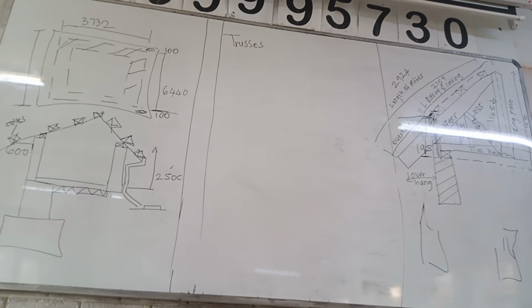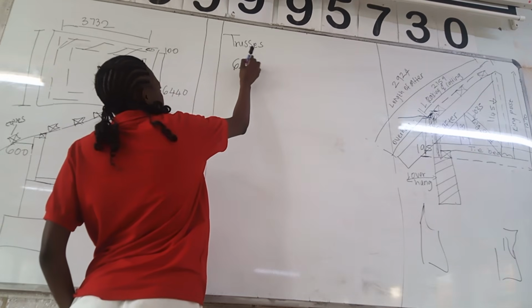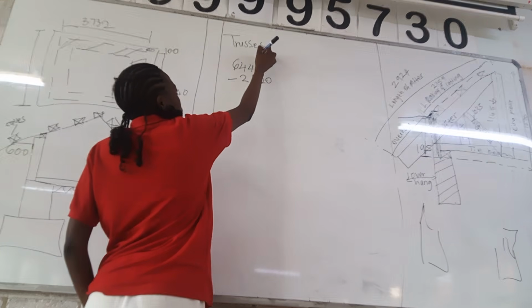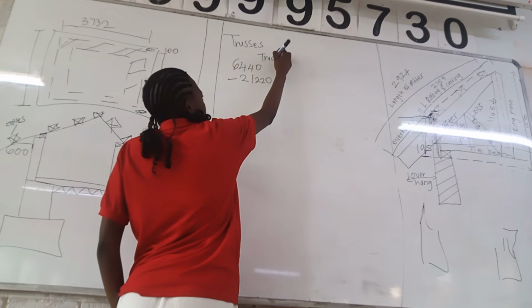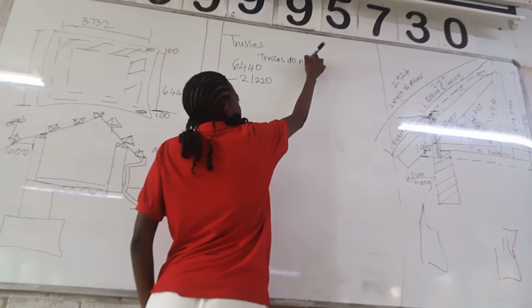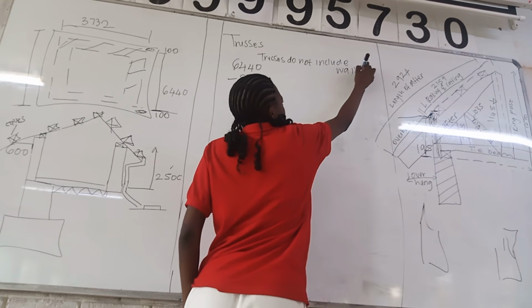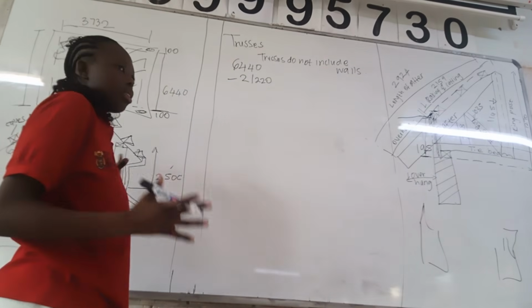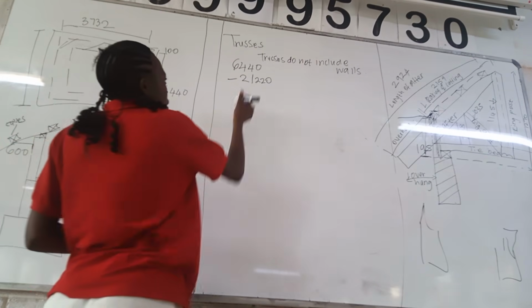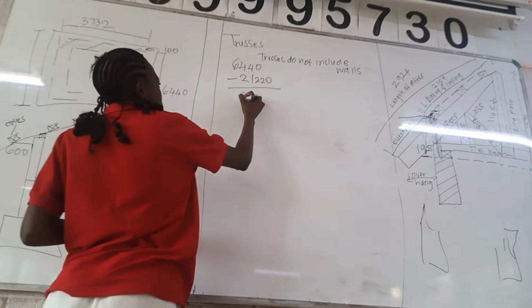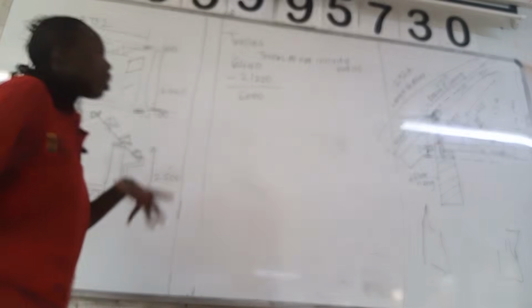Trusses are internal, not external, so they do not include the walls. We have 6440 and we need to subtract the walls. Write in your notes that trusses do not include walls, meaning if you have a line that includes the walls, you need to subtract. So 6440 minus 2 of 220, what do we get? 6,000. So that is the length of our trusses.